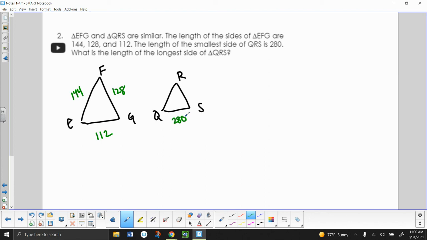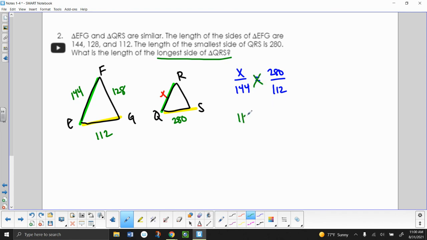We want to know what is the length of the longest side. Well, the longest side is going to be the side that matches up with the 144. Okay, so we know that these are the small sides. So those are going to go together. And we know that 144 is the biggest side of the first triangle. So that's going to match up with the biggest side of the second triangle. All right, so now we're just going to set up our ratio. So x over 144, so those are the big sides together, equals 280 over 112.